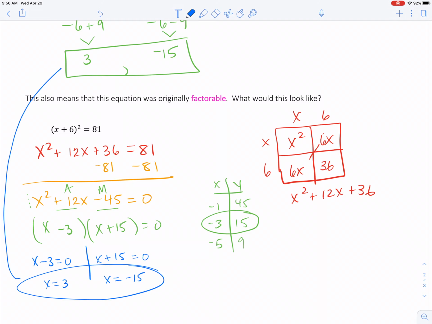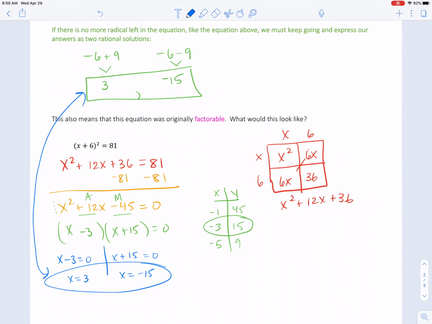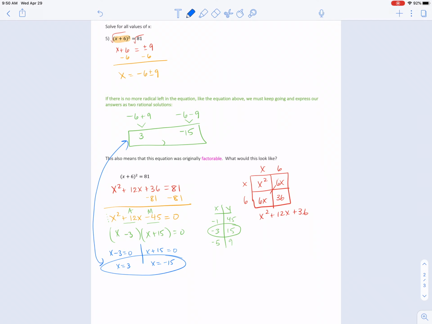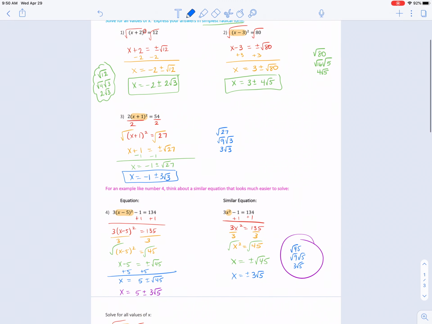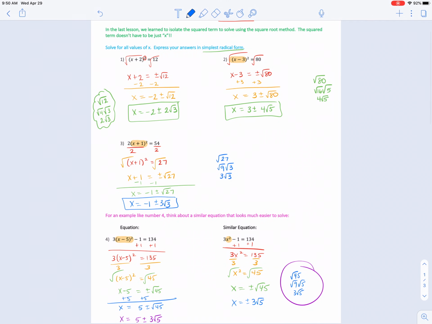Notice they are the same solutions we got above, except this time by factoring. So the only time you would have the option to factor is if the solutions are rational, which was this last case. All the other answers today had irrational solutions.